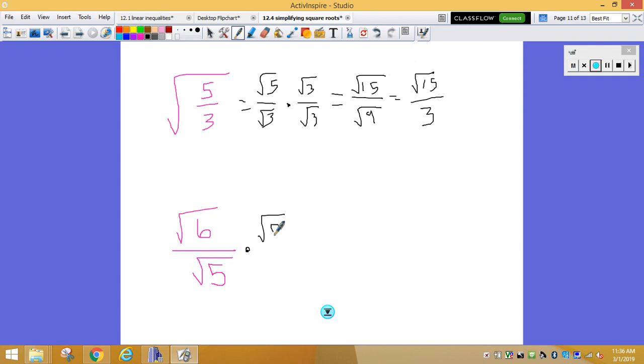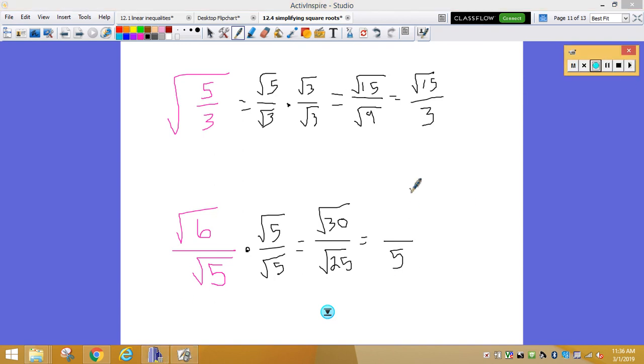So we would multiply by the square root of 5 over the square root of 5. So on top, we get the square root of 30. On bottom, we get the square root of 25. Well, that's perfect. The square root of 25 is 5, right? So there's my bottom, 5, so the square root of 30 just comes on over. And that's your answer.